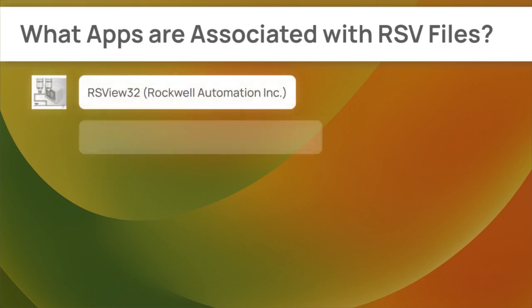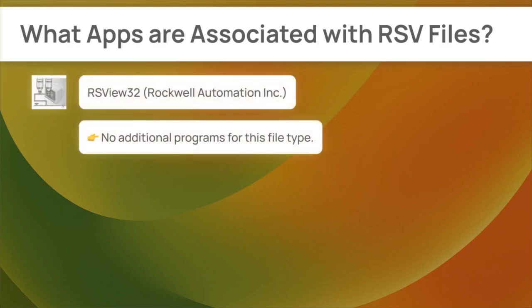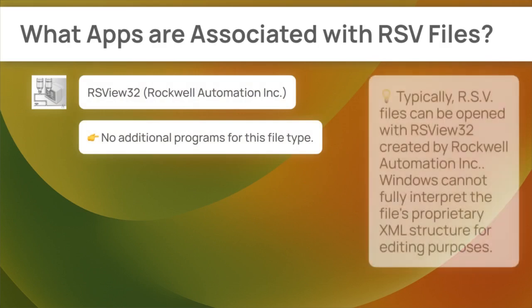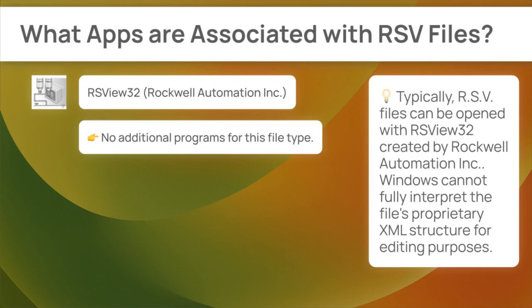The developer of RSV 32, Rockwell Automation Inc., created the original specifications for RSV. The file structure is too complex for native Windows editing tools to manage reliably. Windows typically exposes only metadata, so proper reading relies on the software built for that data type.